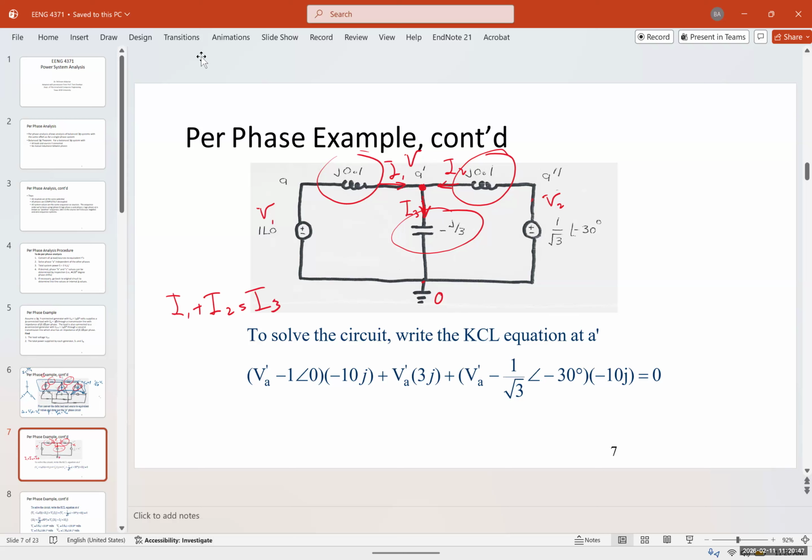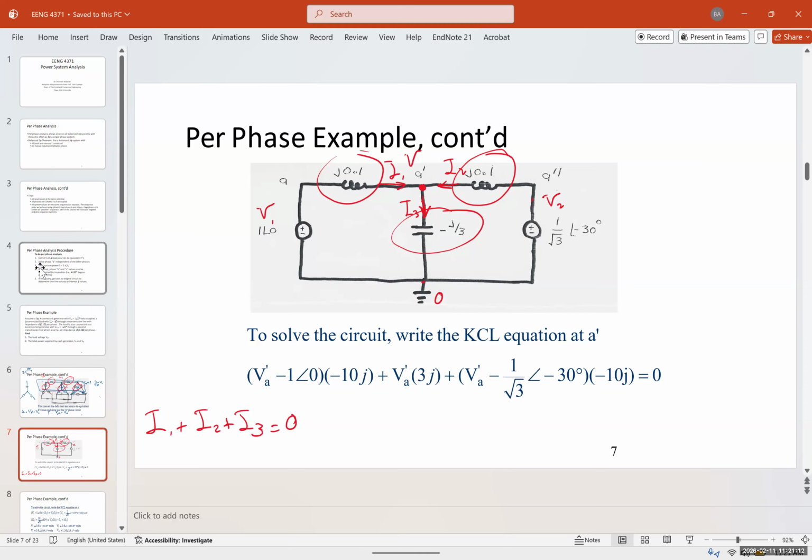Or I can write it as I1 plus I2 plus I3 gives us 0. Another way to write it is I1 plus I2 plus I3 equal to 0, where I3 is negative because it's in the opposite direction. Okay, so this is a better way to write it.